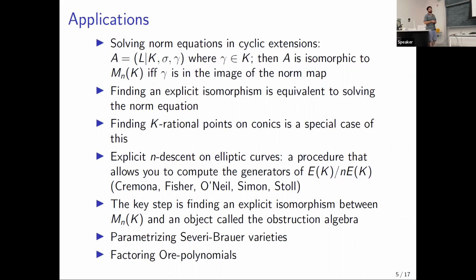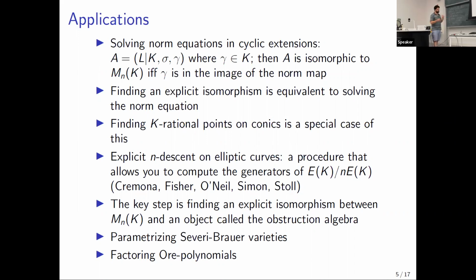application is norm equations. In this case, I will restrict to cyclic extensions. So I have a cyclic Galois extension L over K of global fields, say, and the Galois group is generated by some sigma, and I am given an element gamma in the smaller field. And I want to find an element in L whose norm is exactly gamma, or show that it doesn't exist.